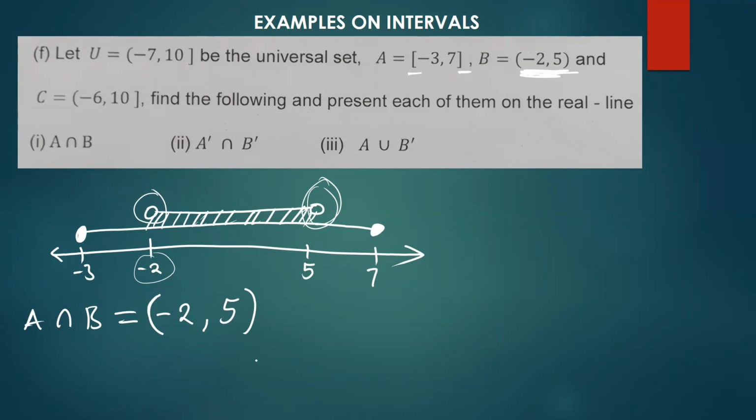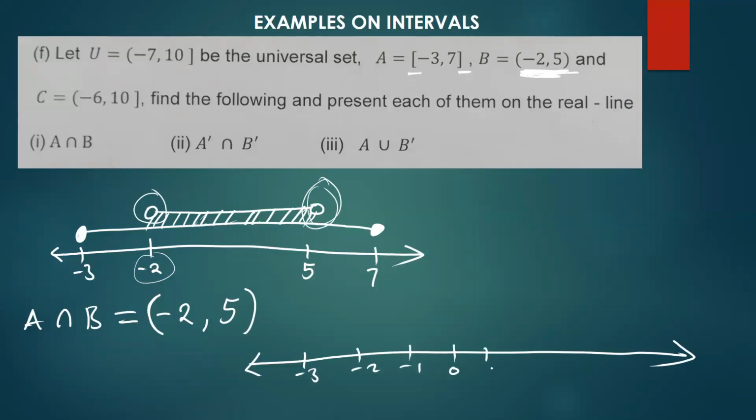So to draw this on the number line, we now have to draw the final number line. I'm going to show a few numbers from this side. So these are the numbers that I'm going to show. It's ranging from what? From -2, and it's open at -2, up to what? Up to 5. So this is my A intersection B.